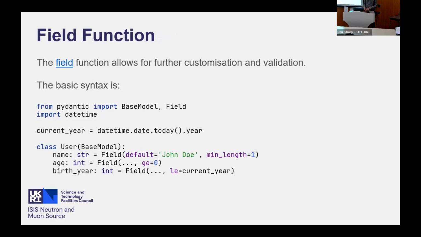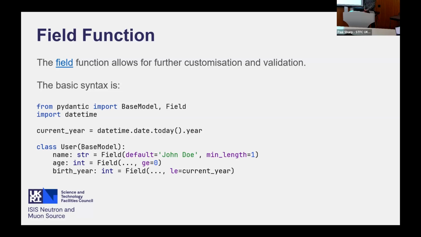Next up, we have the Field function. Again, analogous to the field that you get in dataclasses. What we can do is some basic extra validation and customization of our fields here. I've come back to our user model. We've got the BaseModel and Field imported from Pydantic. We've defined what the current year is. We said the name is a string, and we've given that a default value of John Doe and a minimum length of 1. So you can't have a 0 length name.